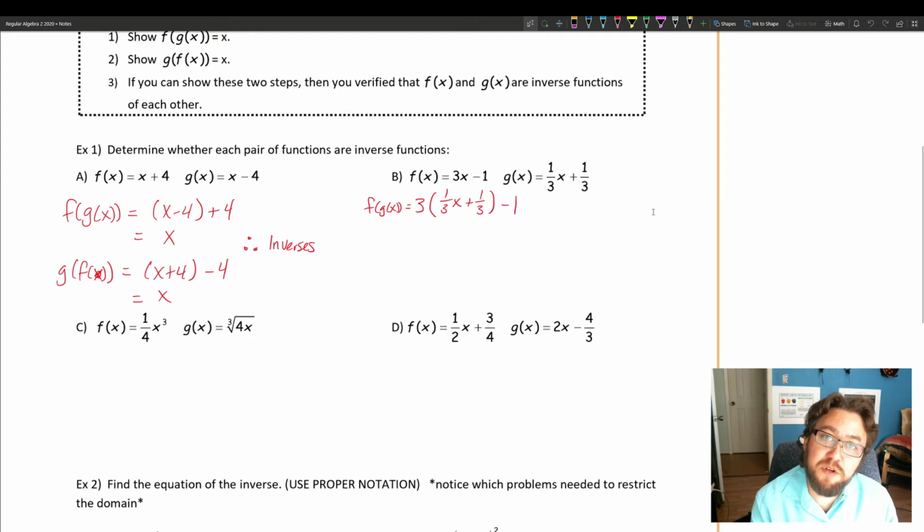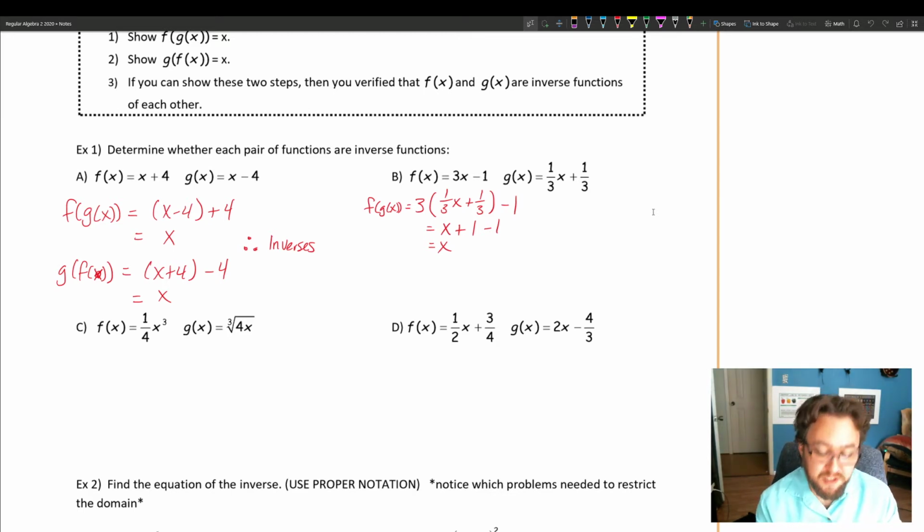3 times 1/3 is 1, so I really get 1x. Plus 3 times 1/3 is 1 again, and then minus 1. It's not too bad at all. Those two 1s cancel out, and I'm left with just an x. I'm not going to do you guys wrong.